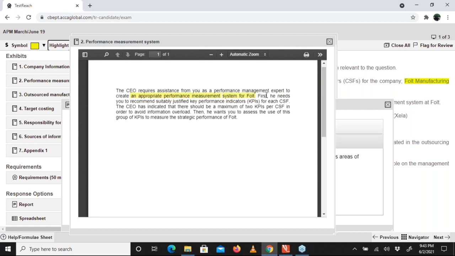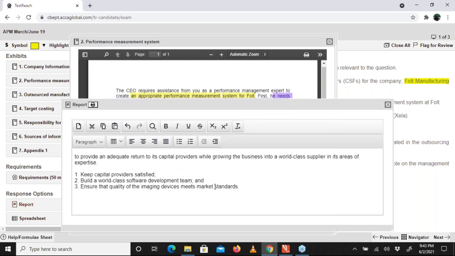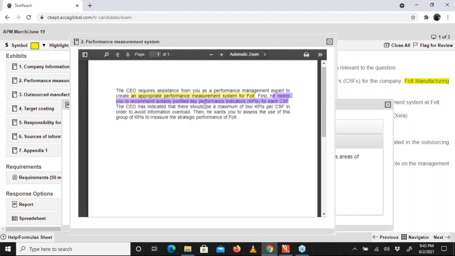First, he needs you to recommend. Now, what does he want? He needs you to recommend suitably justified KPIs for each CSF. Again, if we have each CSF, he wants us to recommend the KPI for each one of them. The CEO has indicated there should be a maximum of 2 KPIs per CSF in order to avoid overload. Then he wants you to assess the use of this group of KPIs to measure the strategic performance of Fault.